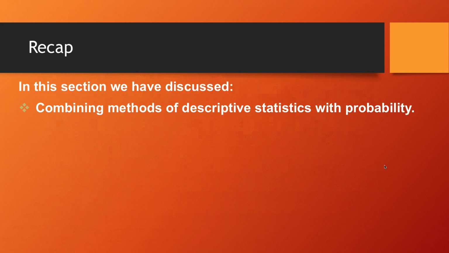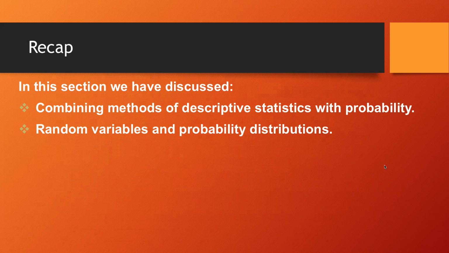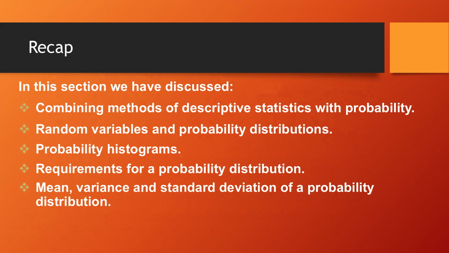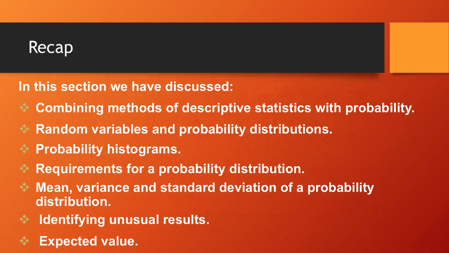So, a kind of recap: we combined methods of descriptive statistics with probability. We talked about random variables and probability distributions, which led to probability histograms. From there, we did the requirements for probability distributions. We also talked about how to calculate the mean, variance, and standard deviation of a probability distribution and identifying unusual values. And finally, briefly, the expected value. And that is all of 5.2.